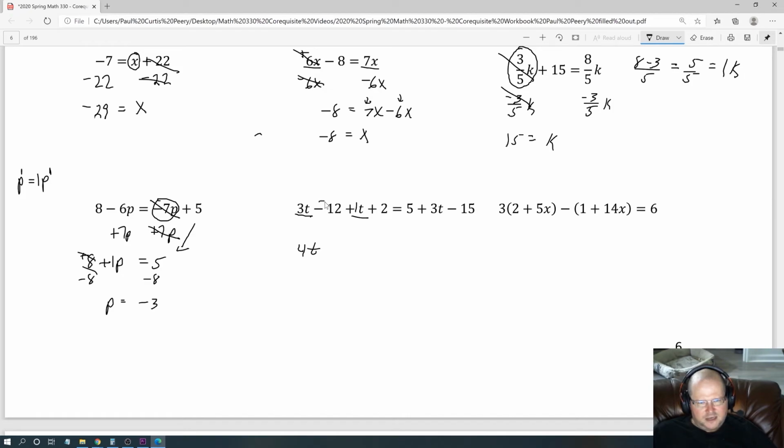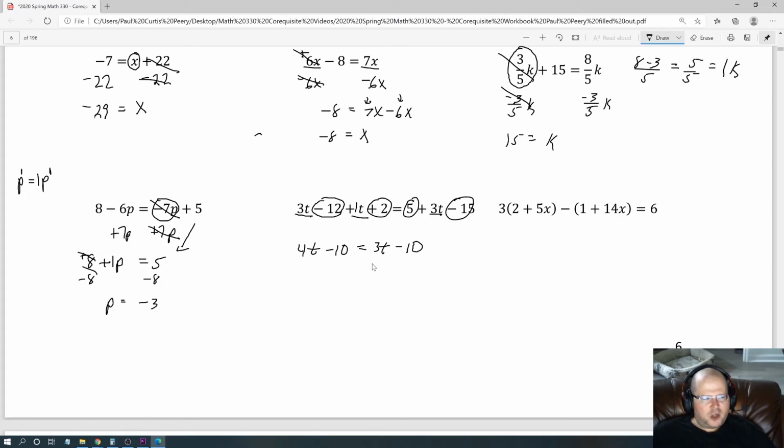Now we also have a negative 12 plus 2. And negative 12 plus 2 is a negative 10. On the right side, we have a 3t, so just bring it down because there's no more t's here. But we also have a 5, and we have a negative 15. 5 minus 15 is negative 10.